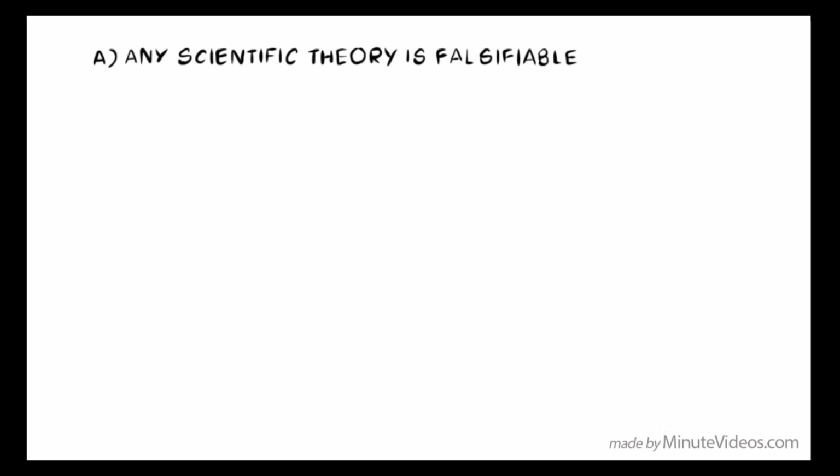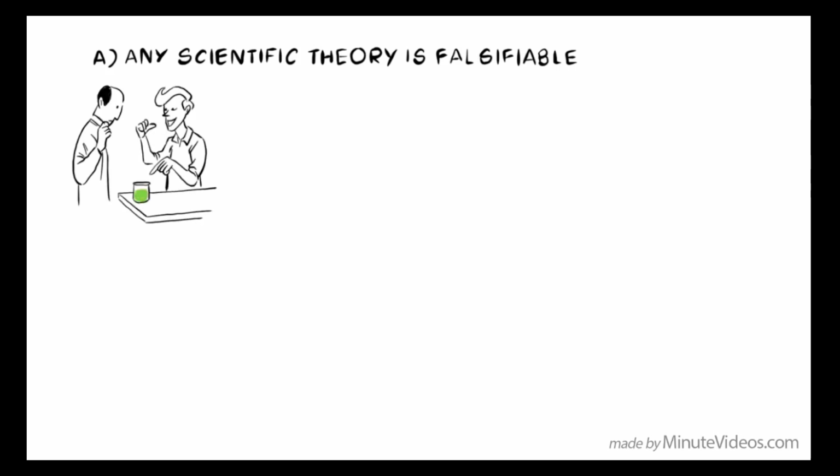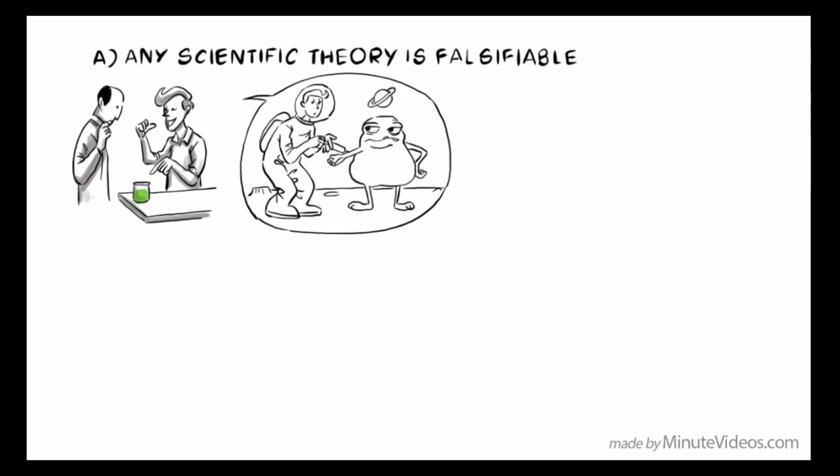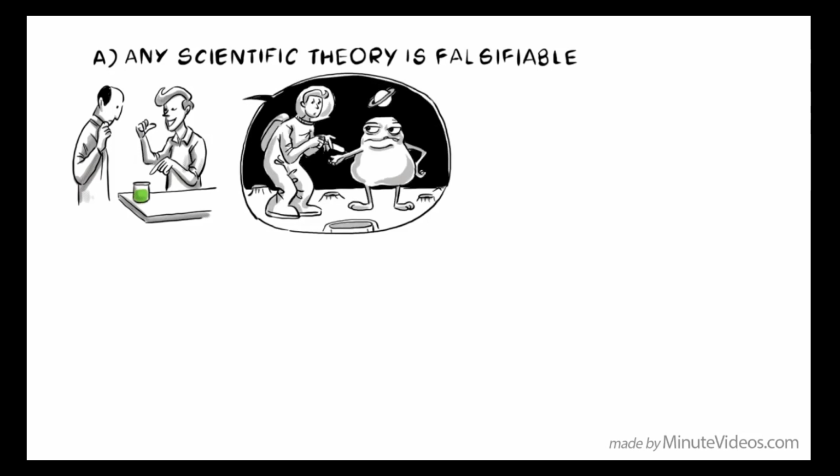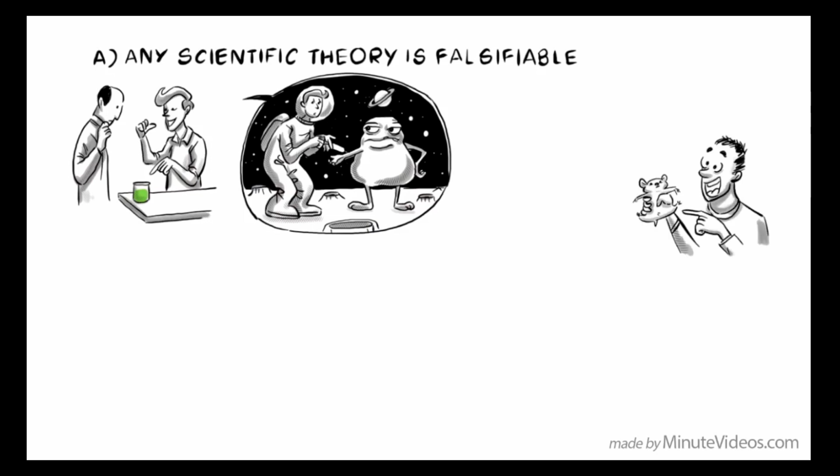A. Any scientific theory is falsifiable. Real scientists know that there is no such thing as a scientific proof. In other words, you can never prove your theory to be 100% right. All you can do is find a lot of supporting evidence that it could be correct. Here is one example. Say that someone says, hamsters can fly. We cannot prove that this is false.